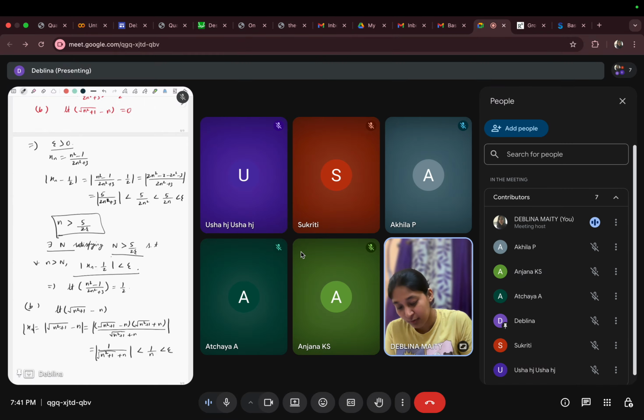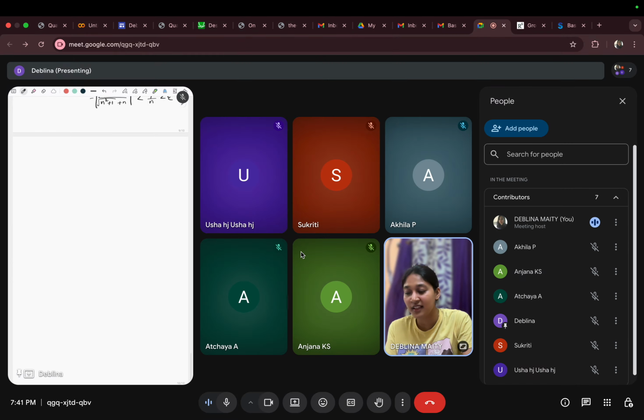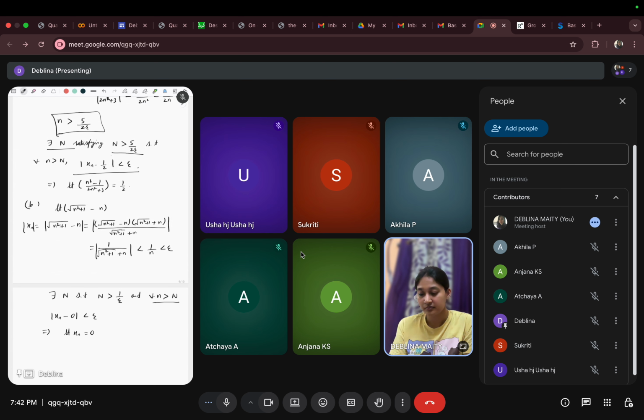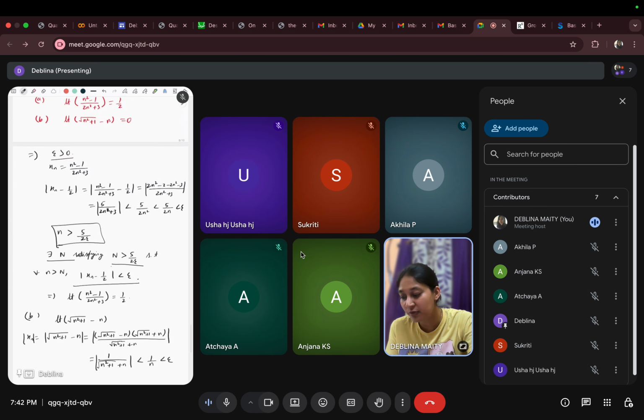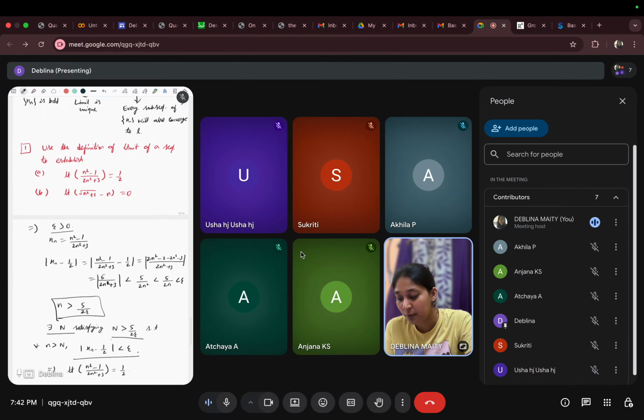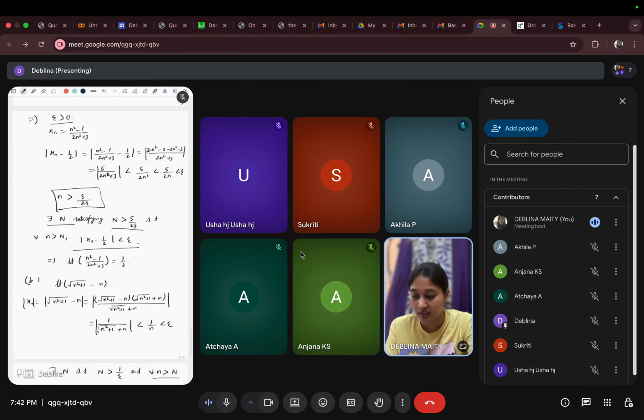For a given epsilon we can find some n for which 1 by n is less than epsilon. So there exists N such that N is greater than 1 by epsilon, and then for all n greater than this capital N, mod xn minus 0 is less than epsilon. So this means the limit of this xn is 0. So if you are told to find the limit by the definition, then you have to check it by this epsilon property, right?